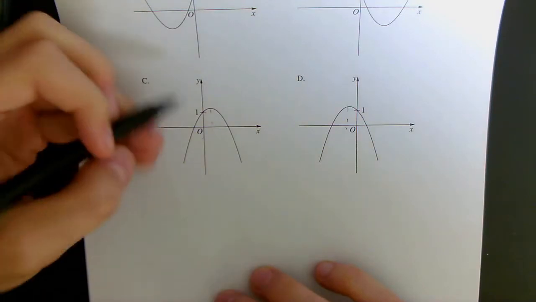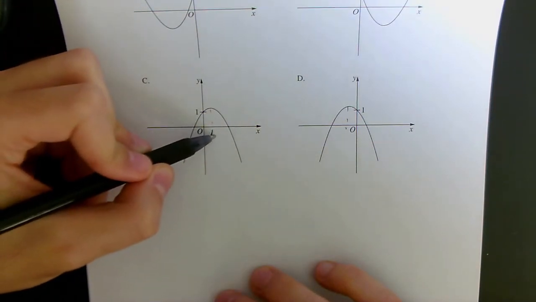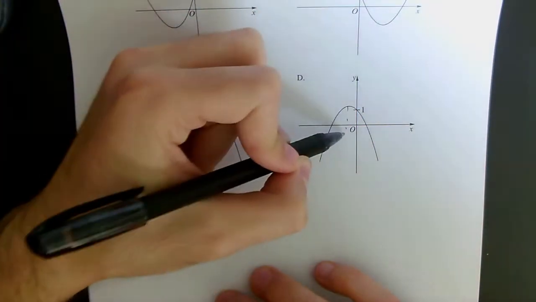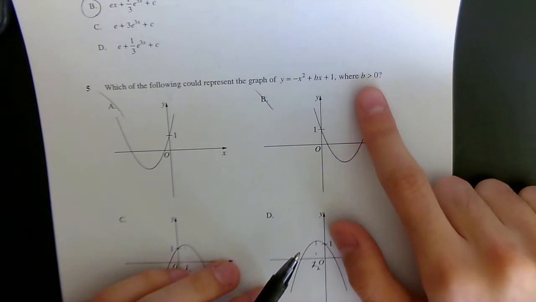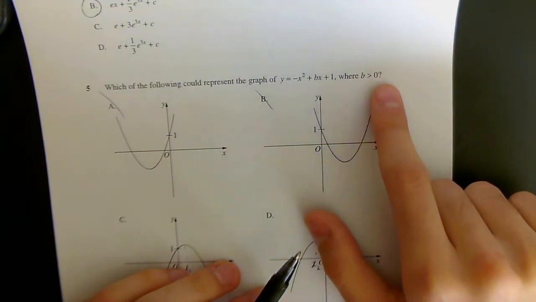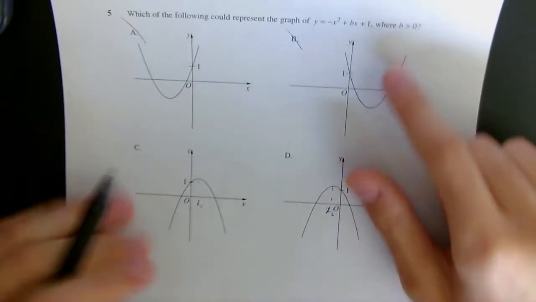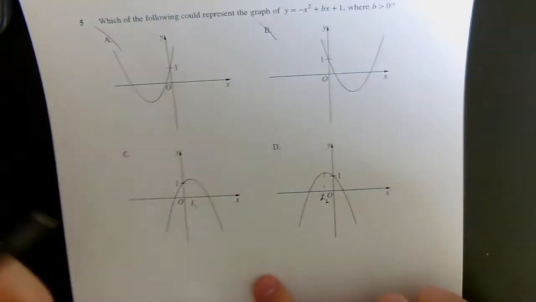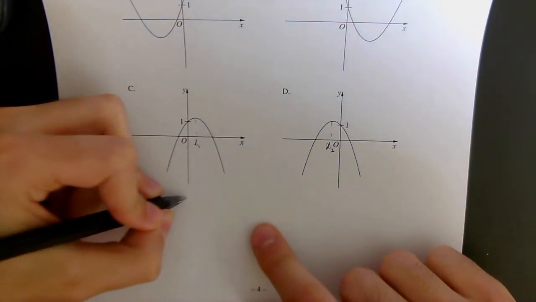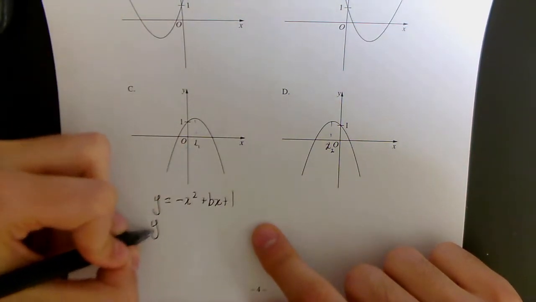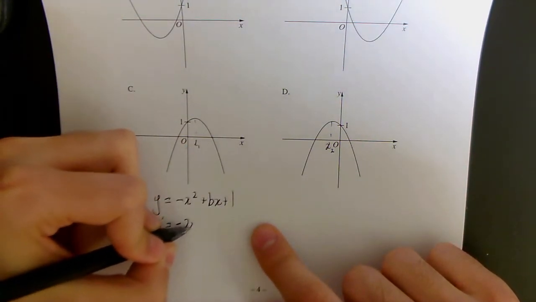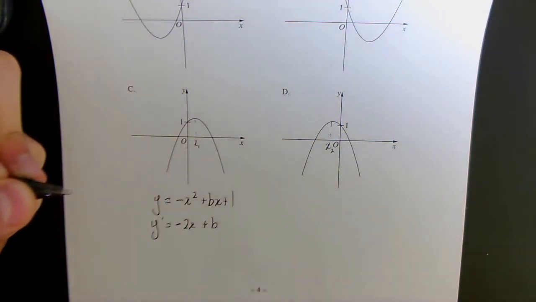Okay, so one is a positive value of x, so I'm going to call it x1, and one is a negative value of x. I'm going to call that x2. Okay, and we have a certain condition here that b needs to be greater than 0. Okay, and what I'm going to do is find where that stationary point is. So my function is y equals negative x squared plus bx plus 1, and I'm going to differentiate. So y dash is negative 2x plus b.